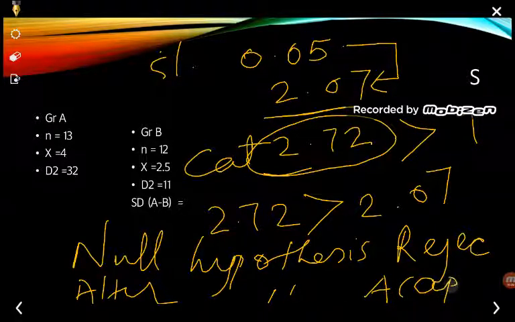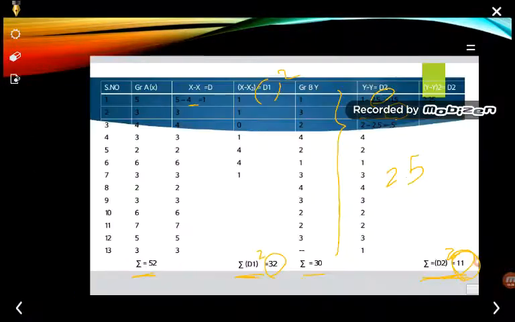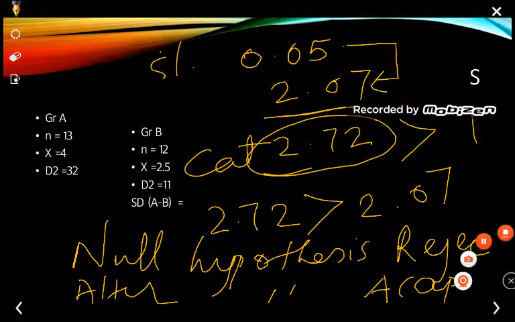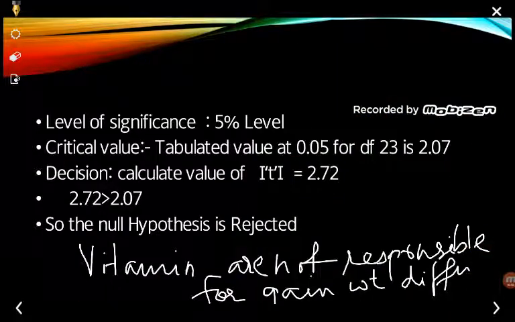So what was the alternative hypothesis? The alternative hypothesis was that the vitamins are not responsible for the gain weight differences. Consumption of vitamin A and D is not responsible for the gain of the weight. So once the null hypothesis is rejected, then we have to go for the alternative hypothesis.